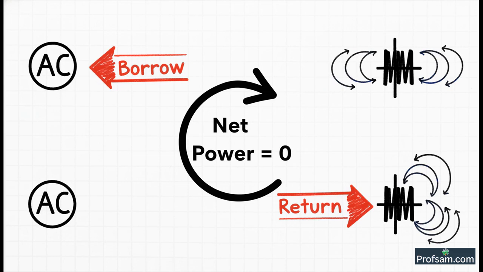In one part of the cycle, it borrows energy from the source to build up its magnetic field. And in the next part of the cycle, it gives that exact same energy back to the source. So the net consumption over a full cycle is 0. It just borrows and returns.